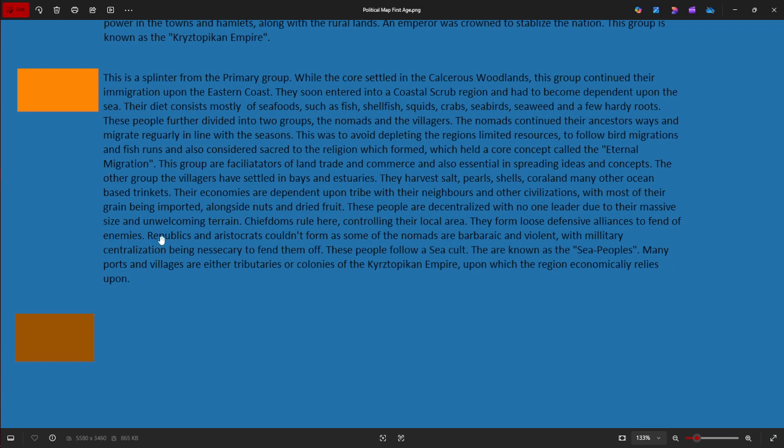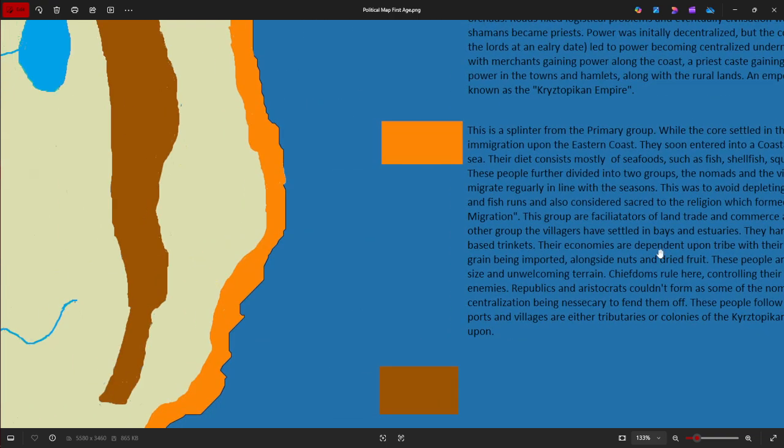Yeah. And military centralization was necessary, so they never really developed aristocracies or republics. In one village, there is a single chiefdom because they gotta fend off these nomads. And the people, both of the different groups, do follow a sea cult, and they're called the Sea Peoples. Yes, I know, not the original name, but that's what I'm calling them for now.